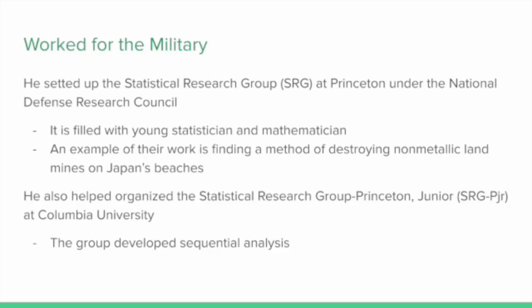Wilkes' most important work was when he consulted with the Office of Naval Research in Washington during the 1940s, believing that experimental design methods could improve weapons and fire doctrines of armed forces. When the U.S. entered World War II, they were ready to apply statistical methods in operations research. He set up the Statistical Research Group Princeton under the National Defense Research Council and filled it with young mathematicians and statisticians. An example of their work is to find a method of destroying non-metallic landmines that were placed in random patterns on Japan's beaches.